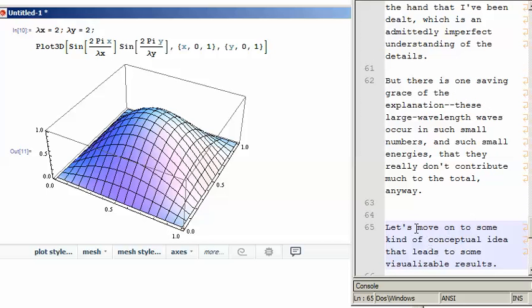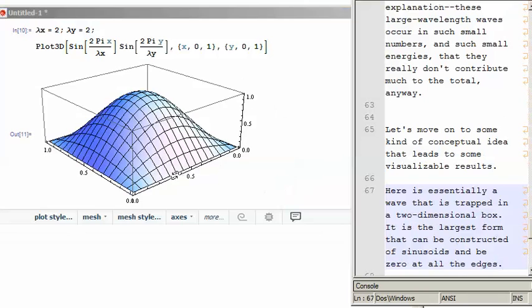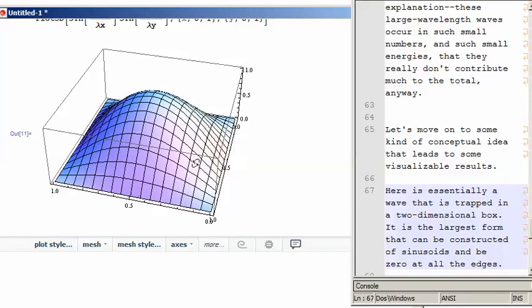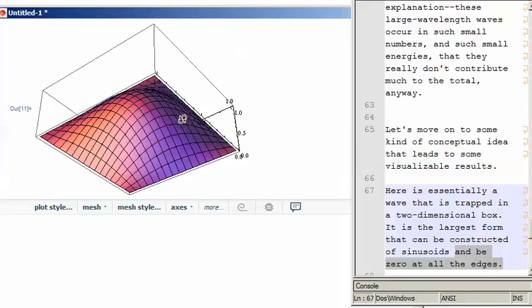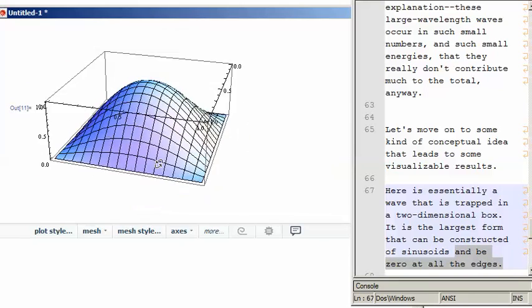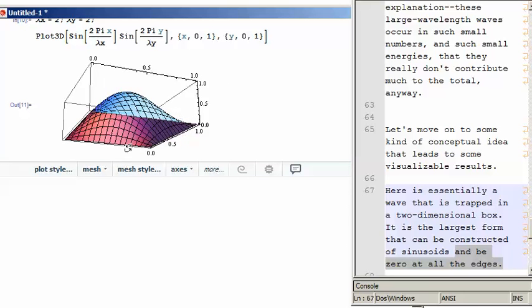Okay, let's move on to some kind of conceptual idea that leads to some visualizable results. Here is essentially a wave that is trapped in a two-dimensional box. It is the largest form that can be constructed of sinusoids, and be zero at all the edges. See, it comes down to exactly zero around the edges.